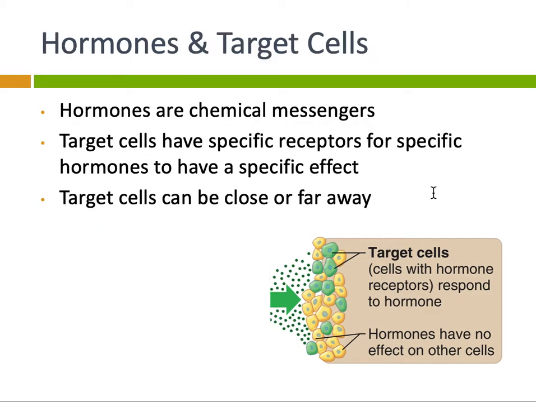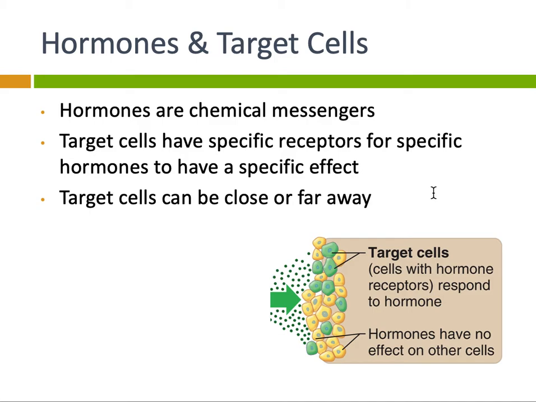It's important to understand target cells because target cells are cells that have hormone-specific receptors. So when hormones are released into the bloodstream, they don't automatically have their effect. They first have to travel to specific cells that have specific receptors for the specific hormone for a specific effect. So this is not a generalized thing where hormones are released and then the effect just happens. Only specific cells have the right receptors for this hormone.